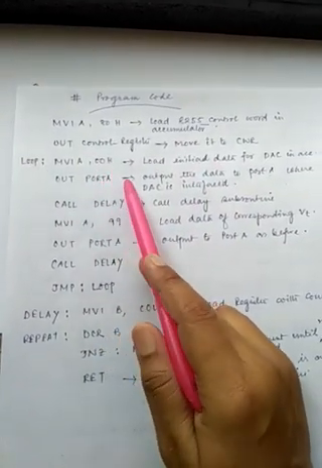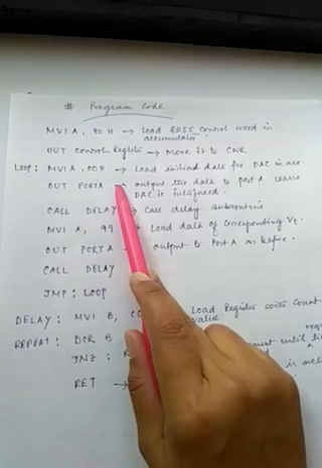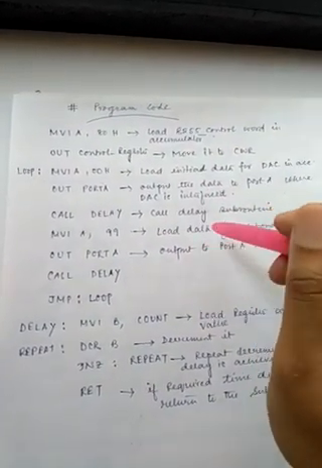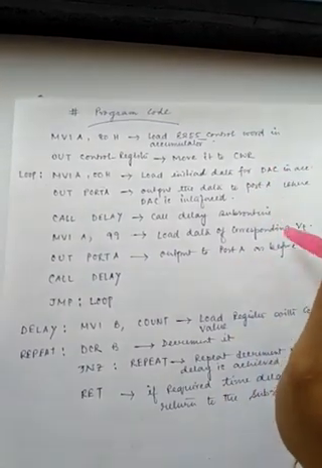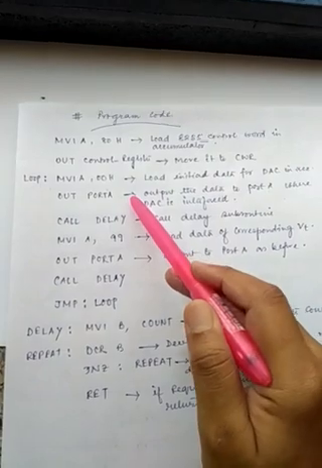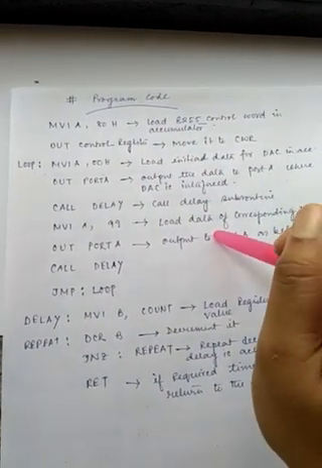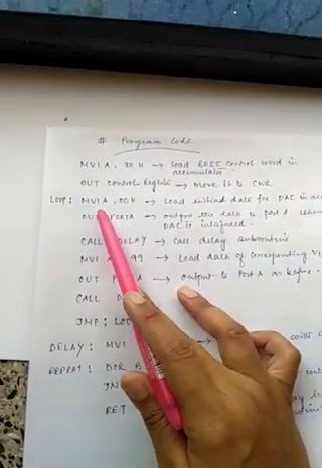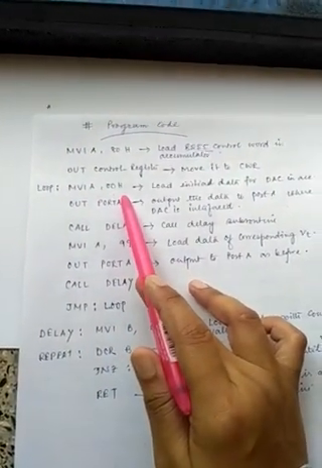Then MVI A, 00. Why is it 00? Because we have two voltage levels. One is 0, one is VT, and for VT the value is 99, and for 0 it's a simple 0. So I have to take the value 0, because I have to transfer the value to port A, and the corresponding analog signal will be generated, right? So the value is MVI A, 00 for that portion.